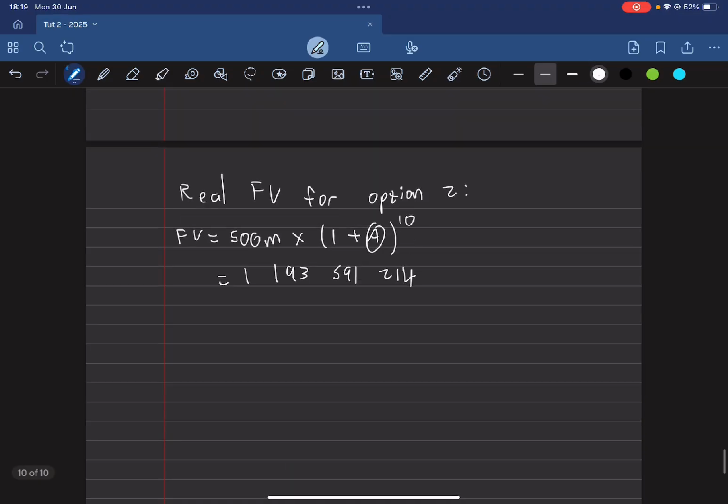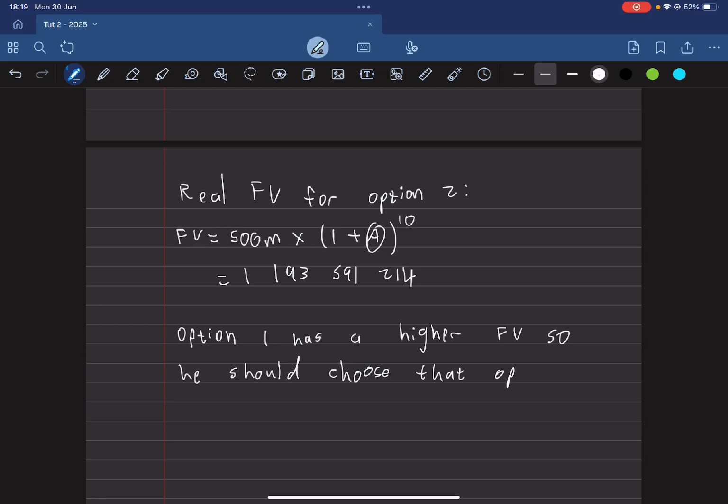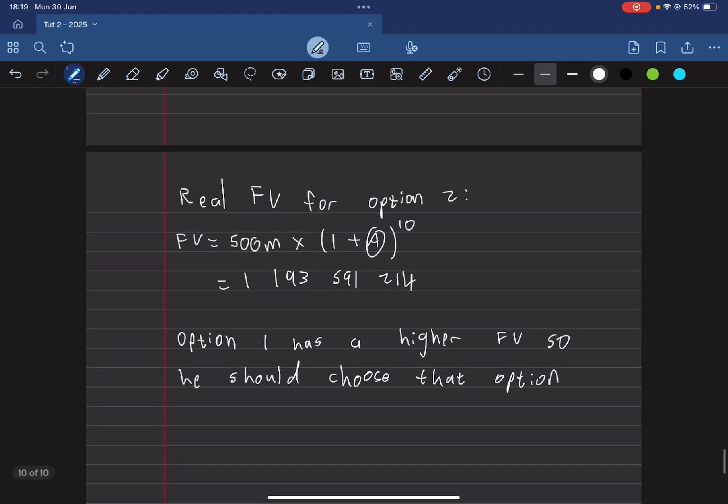So we can clearly see that the real future value under option 1 is higher than the future value under option 2. So your conclusion would be option 1 has a higher future value, so he should choose that option. Cool, and that's our answer. I hope this video has helped you understand real interest rates better, and I'll see you in the next one.